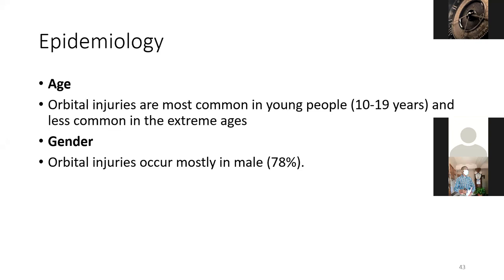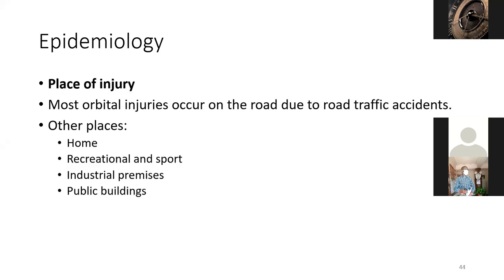And then as regarding gender, orbital injuries most commonly occur in males, again because of the type of activity they tend to get involved in. I want to also talk of place of injury. It tends to occur mainly as a result of road traffic accidents, but can also occur at home, in recreation and sport, industrial premises, and public buildings.